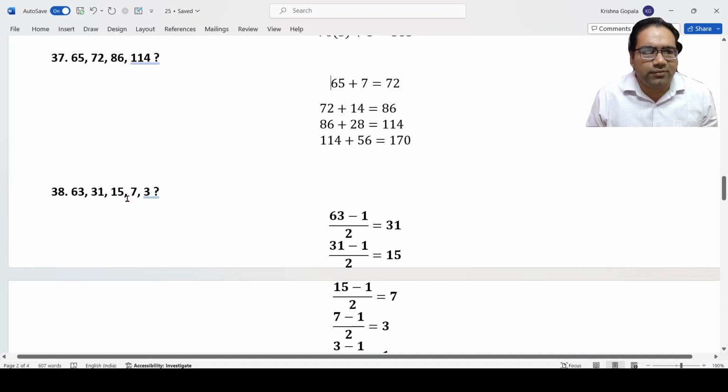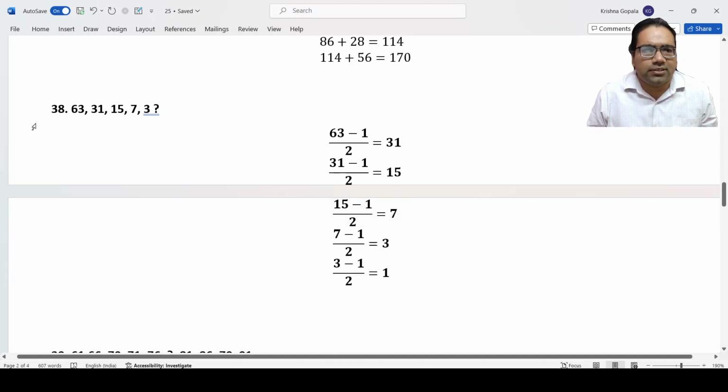Now, 63, 31, 15, 7, 3. Just by looking at this, 31 is roughly half of 63, 15 is roughly half of 31, 7 is roughly half of 15, 3 is roughly half of 7. So what we can do to 63 to get 31? 63 minus 1, by 2 will become 31, right? Similarly, 31 to make it 15, 31 minus 1 by 2 will become 15. 15 minus 1 by 2 will become 7. 7 minus 1 by 2 will become 3. So the next number would be 3 minus 1 by 2 is equal to 1. This kind of series, just by looking at 63 and 31, you should be able to spot immediately.